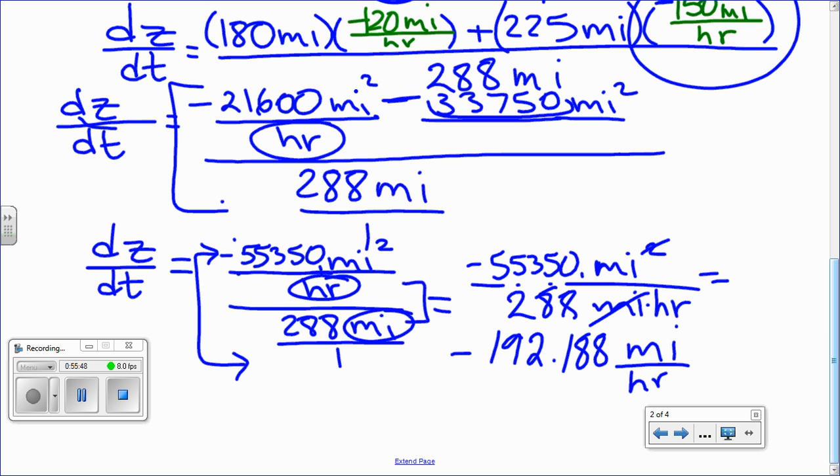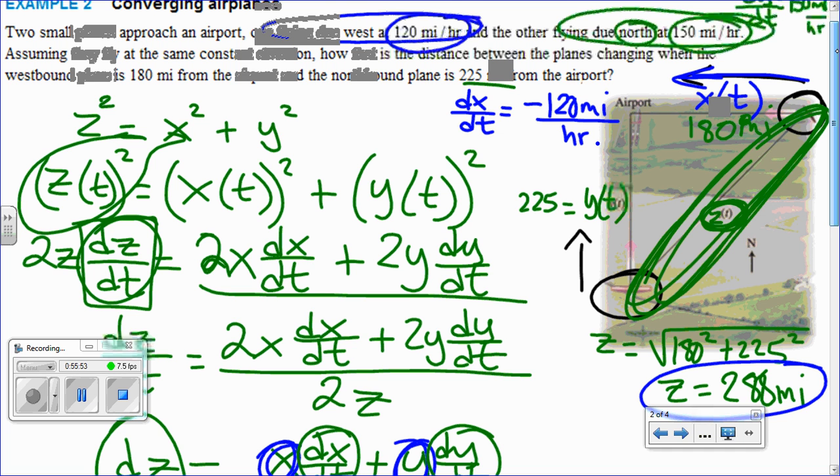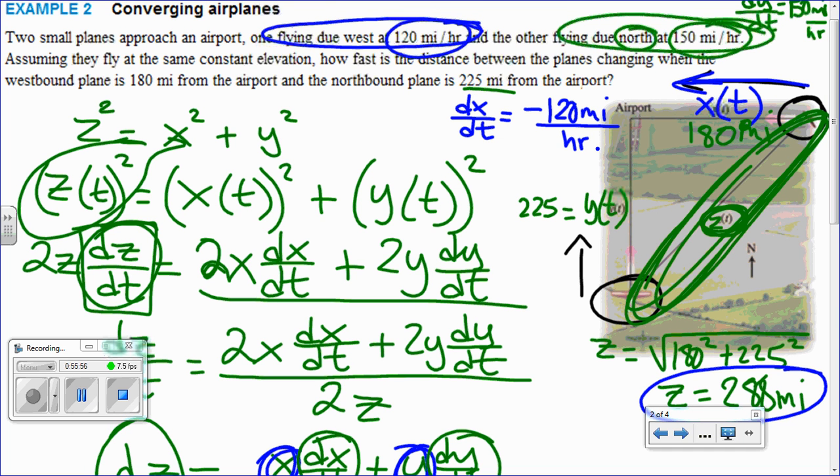Now, if you notice, our answer is still negative. So let's go back and see why that was negative to begin with. I'm going to reread the problem. The two small planes approach an airport, and so the airport is here. This is the airport. The airplane has taken off from here and is flying west. And so we keep the rate, dx dt, negative here, because the distance between the plane and the airport is decreasing. That is the correct reason.